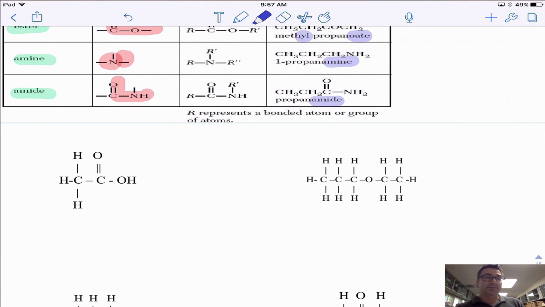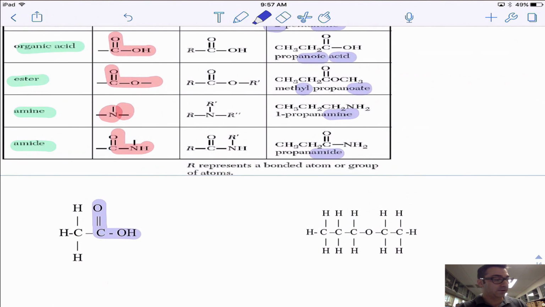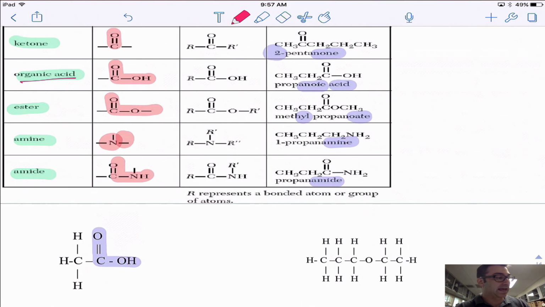So my first example here, if I want to name these, I try and identify what the functional group is. I look here and I see that it's C double bond OOH. I include both of the oxygens. And I go and I try and figure out what compound is that. Here it is, organic acid, C double bond OOH. Sometimes this will be written as COOH, condensed like that.